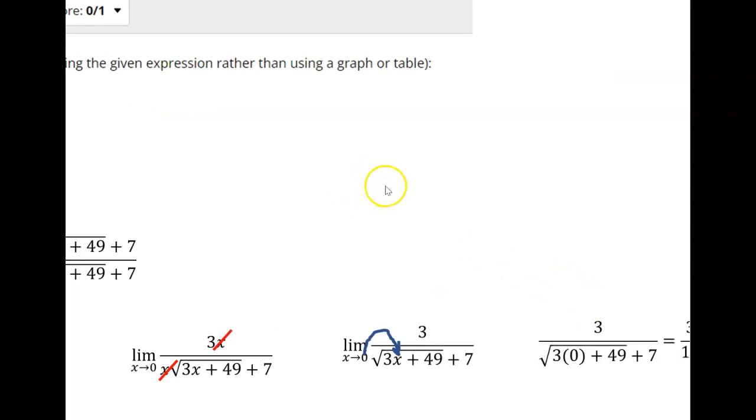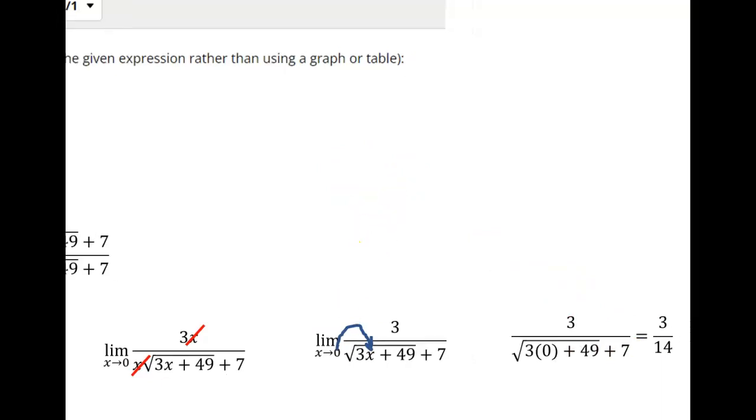Now we can then evaluate this expression, and we get 3 over 14. There is our limit.